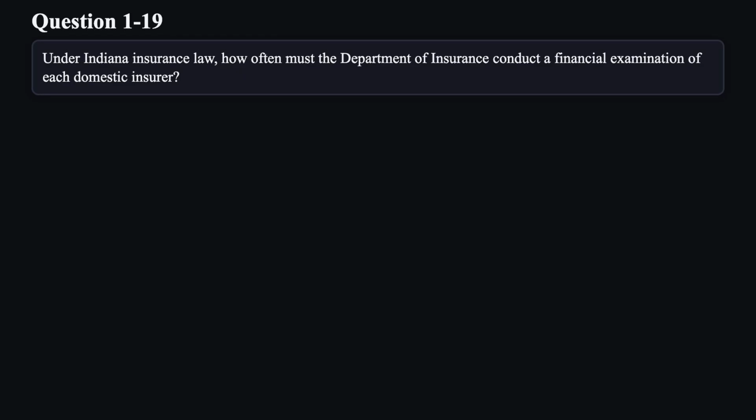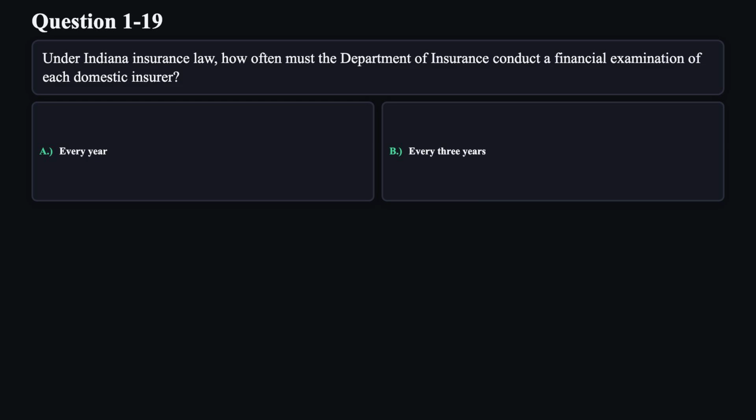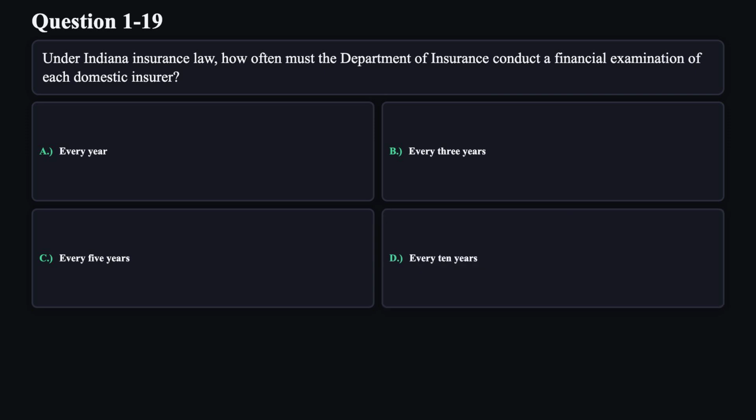Question 19. Under Indiana insurance law, how often must the Department of Insurance conduct a financial examination of each domestic insurer? A. Every year. B. Every 3 years. C. Every 5 years. D. Every 10 years.